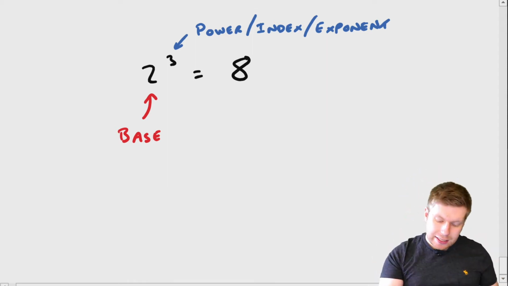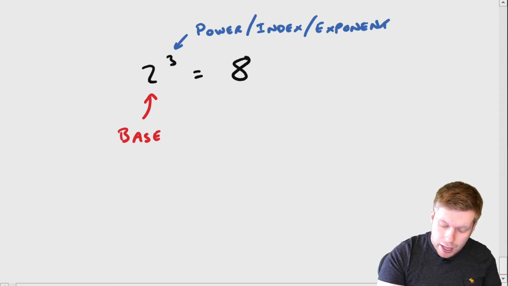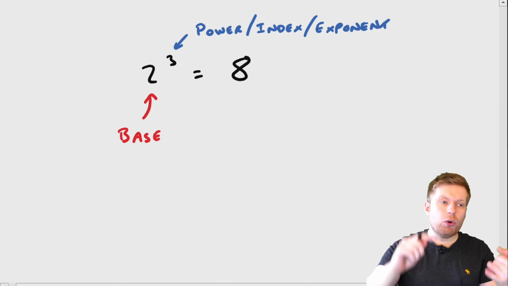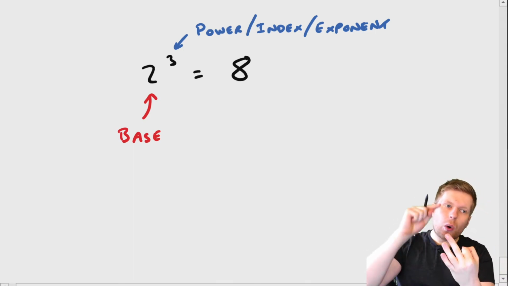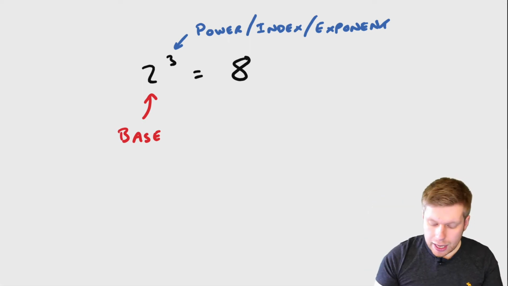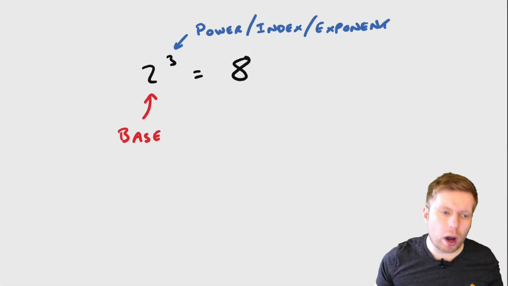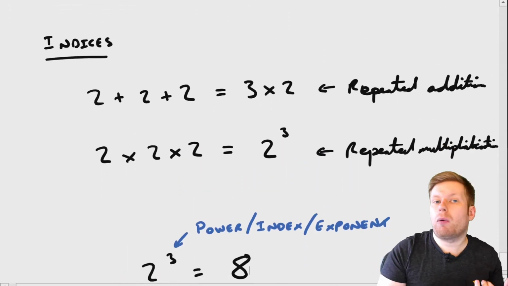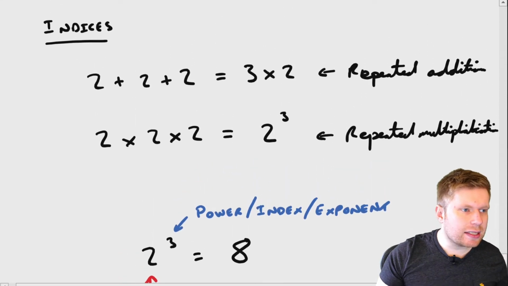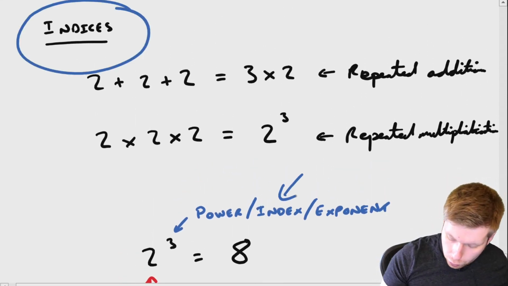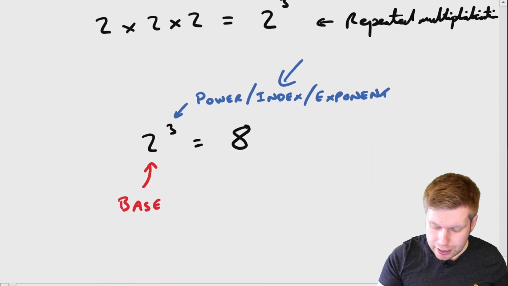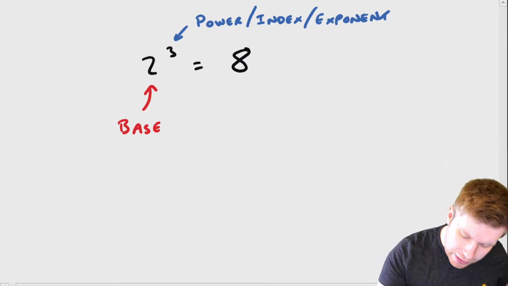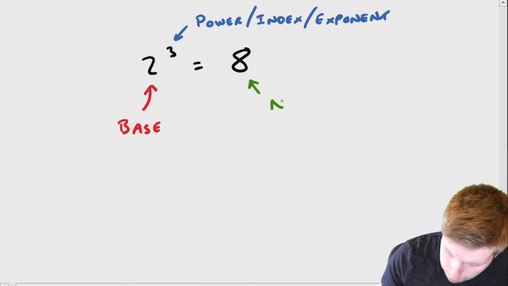So the base is the number that we're multiplying by itself, and the power is the number of times that we're multiplying that base by itself. So in this case, 3. And we call that the power or the index or the exponent. Now, by the way, if we have more than one index, we call it indices, that's the plural, or powers, or exponents. So index is the singular, when you've just got one, and indices is when you've got more than one. Now this number over here, we actually just call a number.